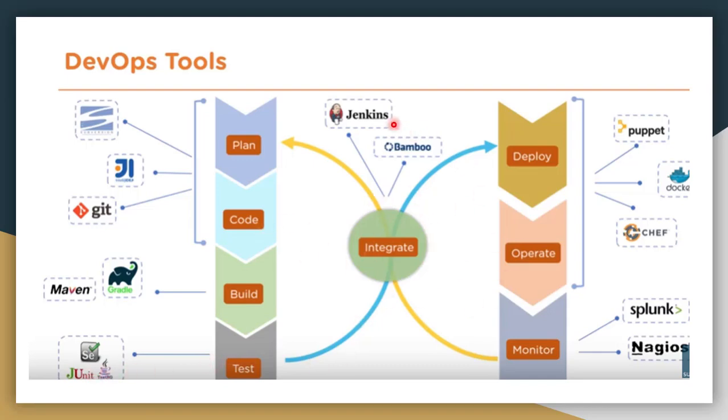For integration, there's Jenkins and Bamboo to help get this code from the development environment over to some kind of staging environment, and then from that staging environment integrate with deployment to some kind of environment that is very, very similar to production. The tools that can help us with deployment are Puppet, Docker, and Chef. And once deployed, tools to help us with operating and monitoring are tools like Splunk.